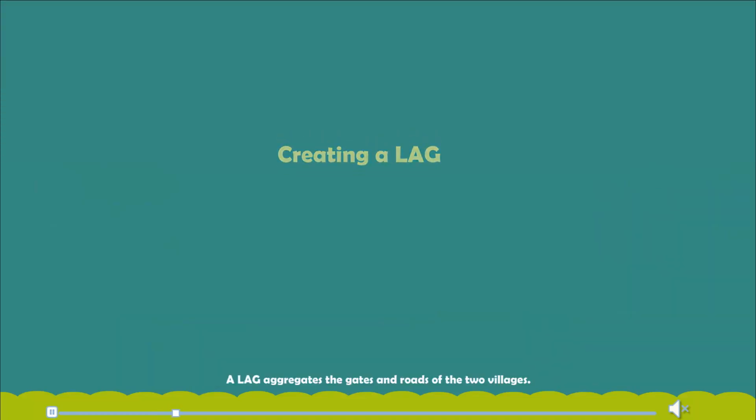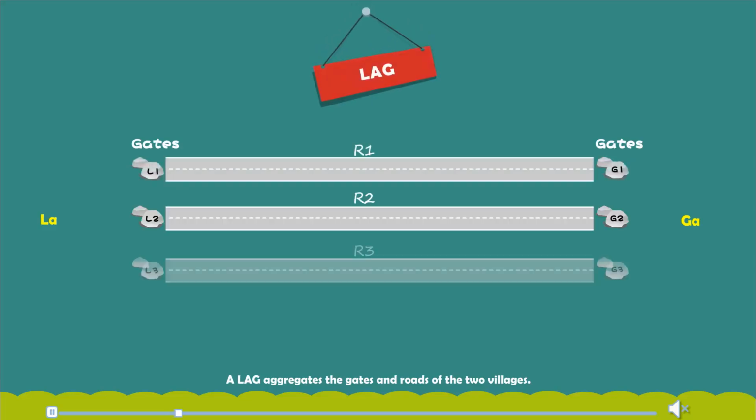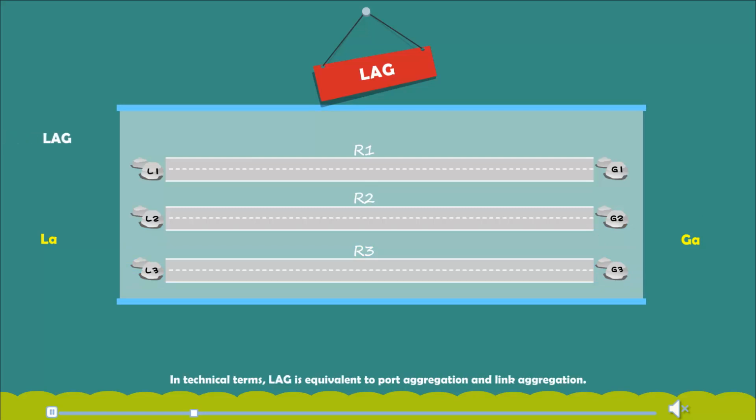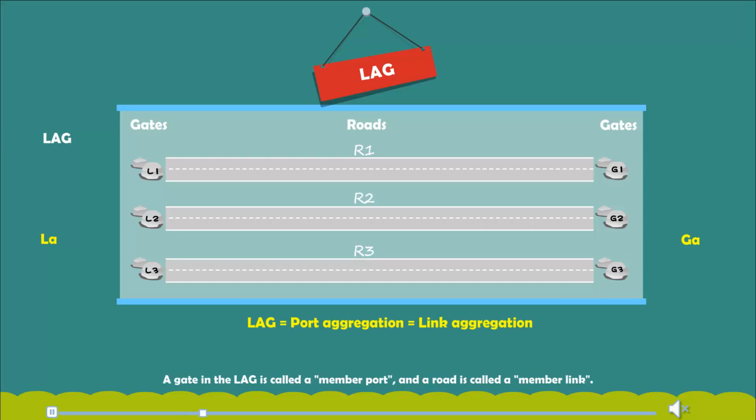A LAG aggregates the gates and roads of the 2 villages. First, some gates of the 2 villages are selected and added into the LAG. Then the roads connecting the gates are also added into the LAG. In technical terms, LAG is equivalent to port aggregation and link aggregation. A gate in the LAG is called a member port, and a road is called the member link.